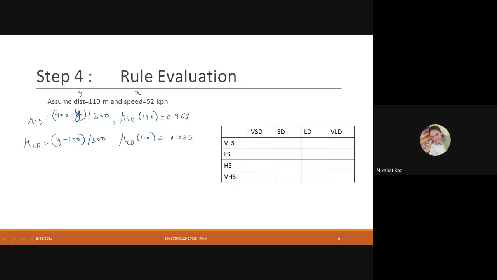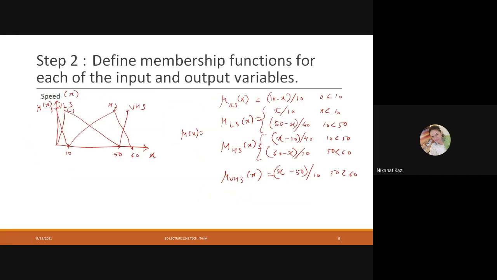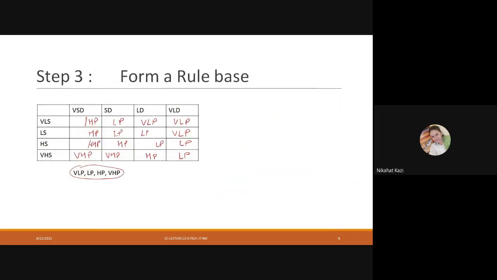Next is for speed. Again, you have to see in which region 52 lies. We'll go back and check the speed graph. 52 is in this range. So for 52, you have high speed and very high speed. For high speed you have this function, and for very high speed you have this function. I'll write the equations for you. Tell me the answers.